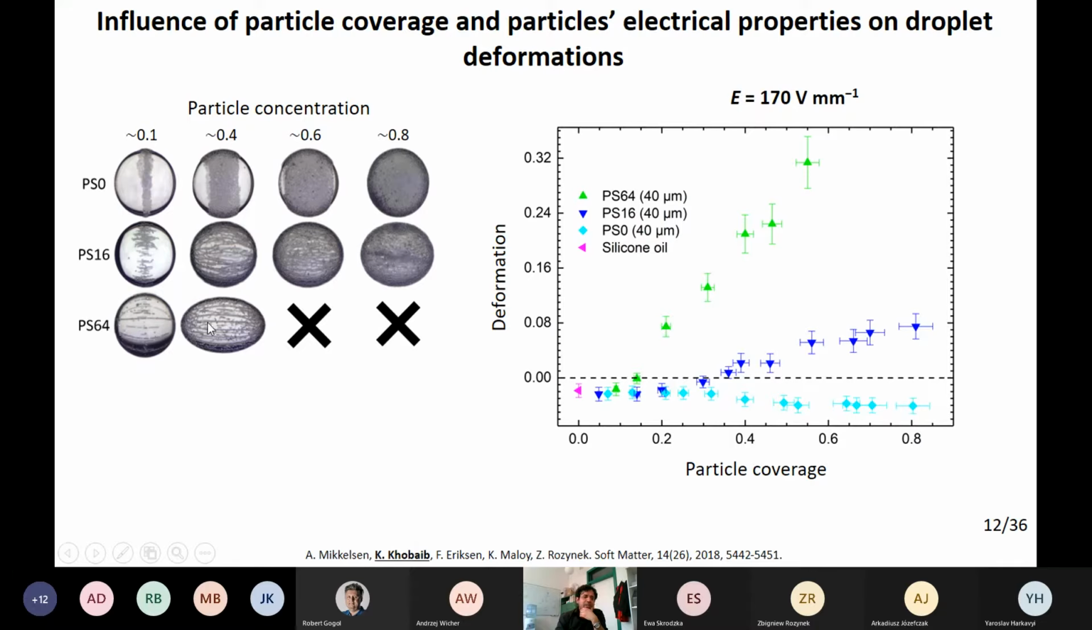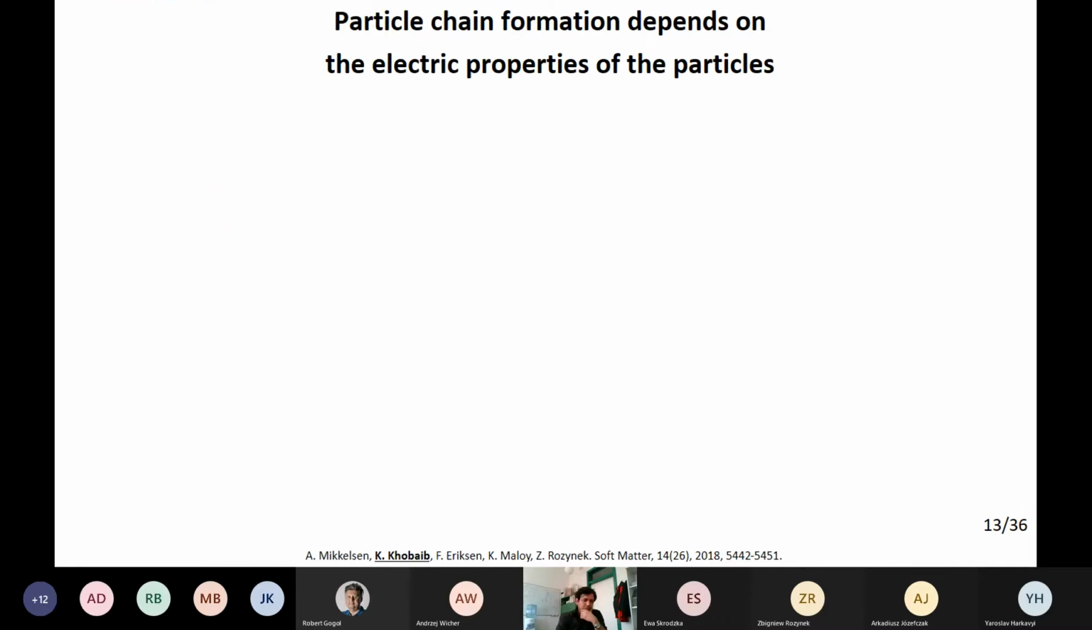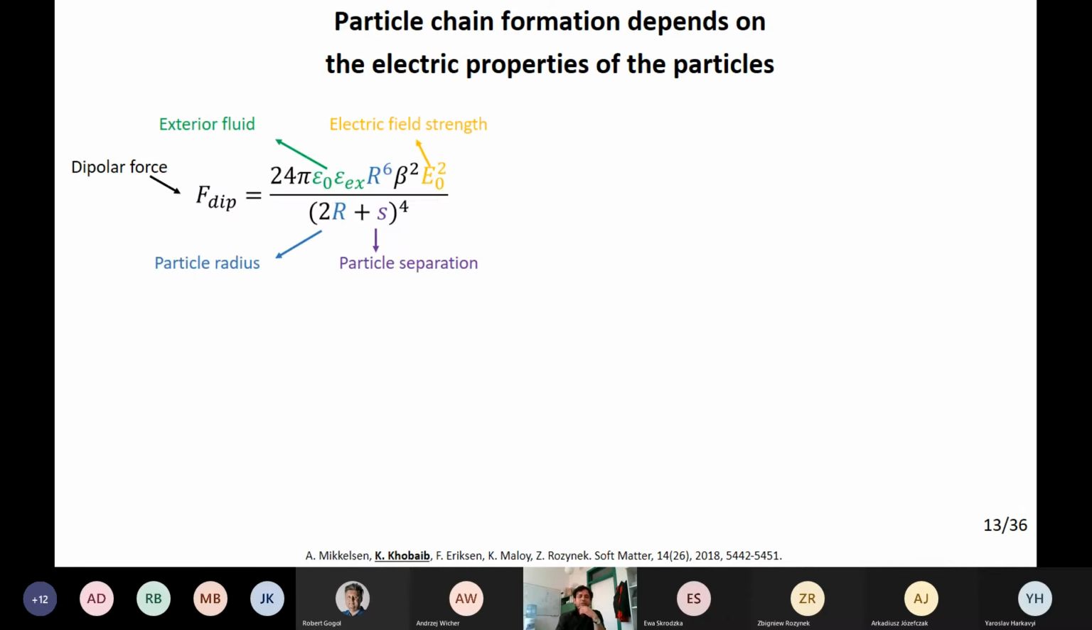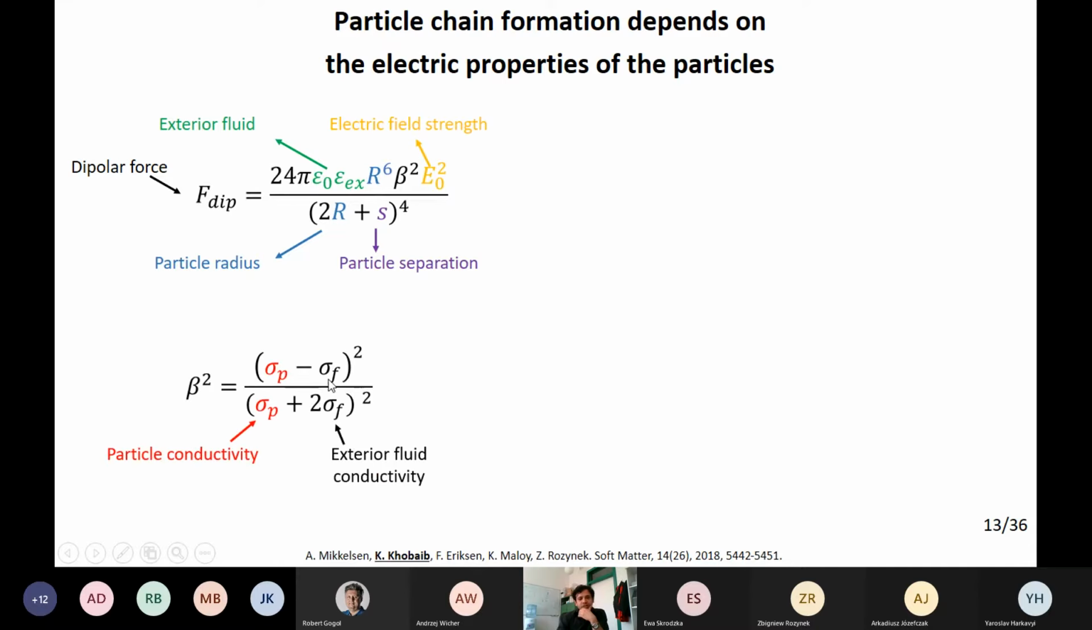So the parameter that the particle-particle interaction depends upon is the dipolar interaction between the particles. Here we use a formula in which the dipolar forces depend upon the exterior fluid, the electric field strength, the particle radius, and the particle separation. There is one more parameter, beta, which is defined as the ratio of the conductivity of the particles to the conductivity of the fluid.